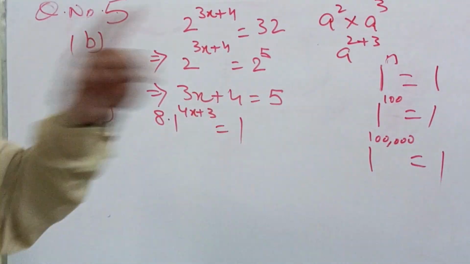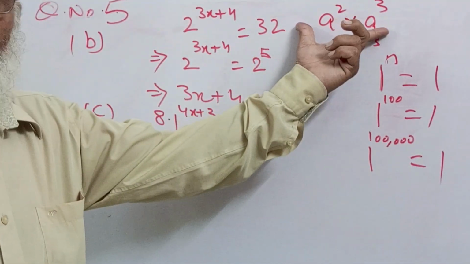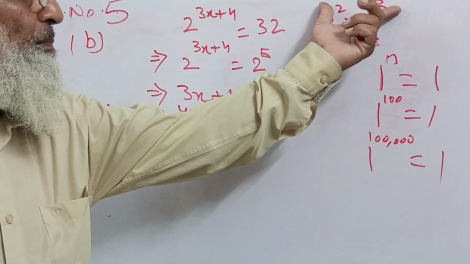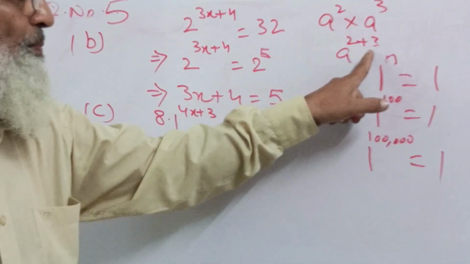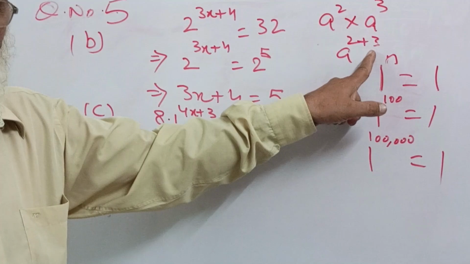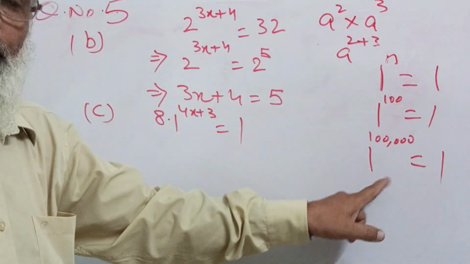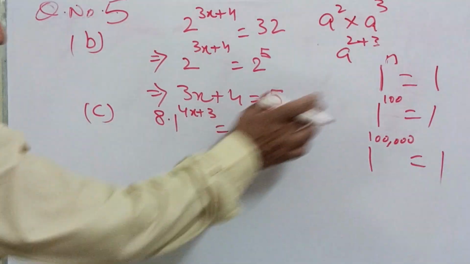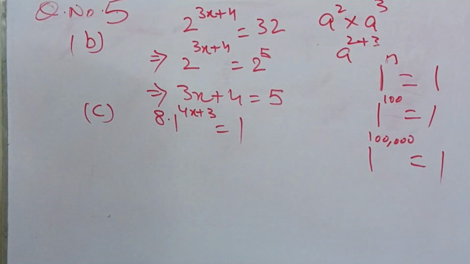Now these are two things. One is this: when bases are same and these are multiplied, the powers will be added, so it will become 5. And when there is 1, you give it any power, it will remain 1. Now both these things are applied over here. Now how will we do it?